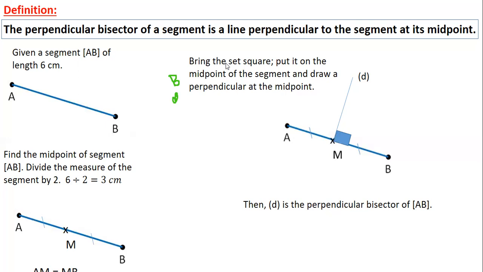Now we bring the set square, we put it on the midpoint of the segment, and we draw a perpendicular at the midpoint. I call it line D. As you can see, line D, after being drawn on AB, makes a right angle since it is perpendicular to the line AB. Then the line D is the perpendicular bisector of segment AB.